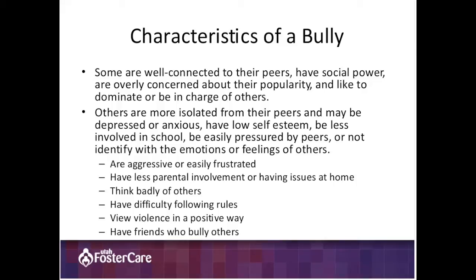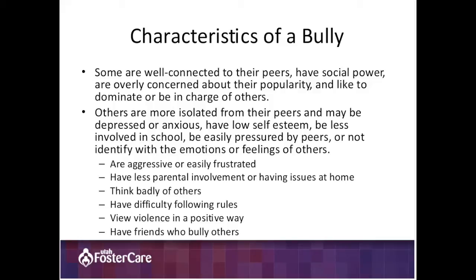So it's possible that a child who has depression, is anxious, has low self-esteem, and is isolated from their peers can become a victim, or they can become a bully. So it's not necessarily a guarantee either way, but there are possibilities that they could become one or the other. It's not just that they will become a victim if they have these characteristics. And we're definitely going to focus on the fact that they don't identify with the emotions or feelings of others as we talk later about what you can do.